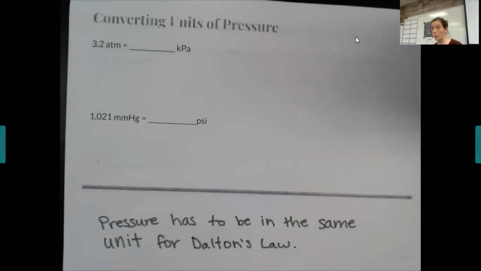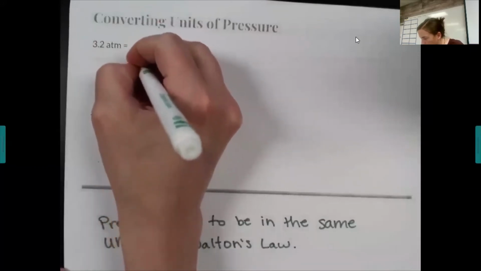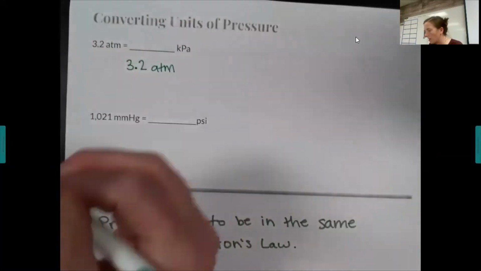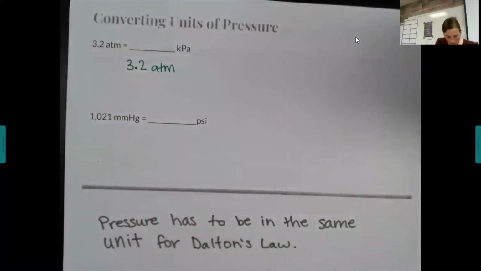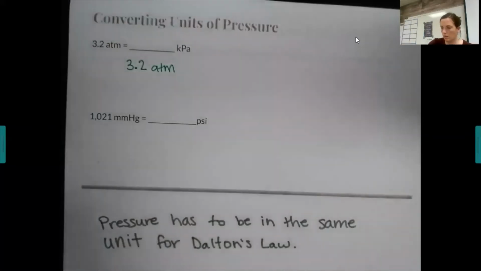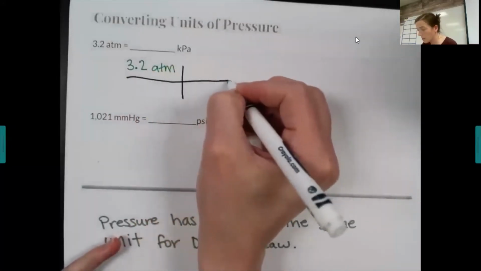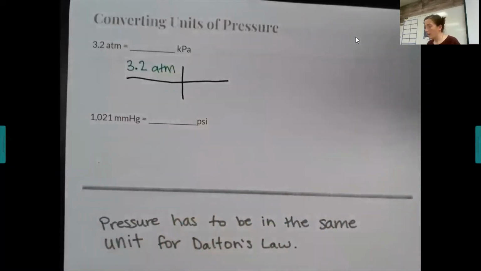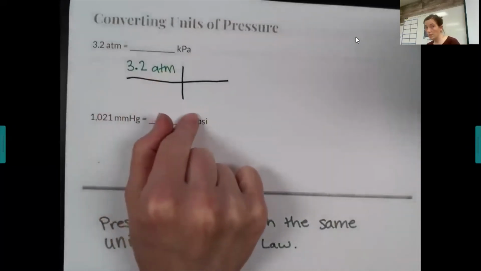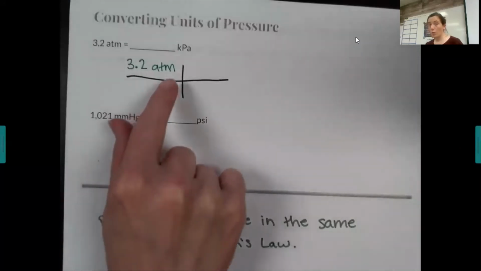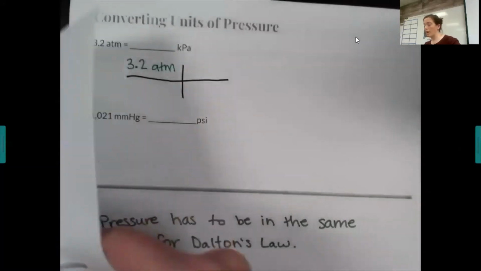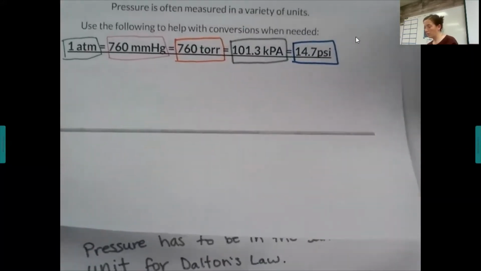Let's say we have a problem that has 3.2 atmospheres and it needs the total pressure to be in kilopascals. What we're going to do is start with the 3.2 atmospheres that it gave us. Now we're going to do a conversion factor, which is also known as dimensional analysis, also known as railroad tracks. You're always going to start with what you're given, and it's just going to be one step, so you can draw the tracks just like this. To figure out what numbers we're going to use where, we're going to come back and look here.